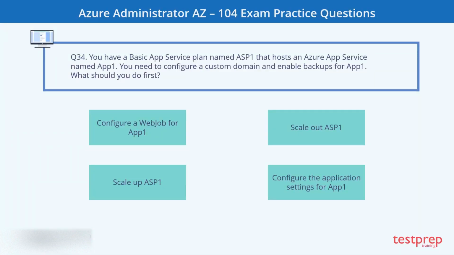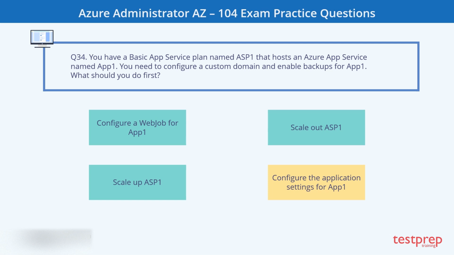Question 34. You have a basic app service plan, named ASP1, that hosts an Azure app service named App1. You need to configure a custom domain and enable backups for App1. What should you do first? Should you start with 1. configuring a web job for App1? Or 2. Scale out ASP1? Or 3. Scale up ASP1? Or 4. Configure the application settings for App1? The correct answer is 4. Configure the application settings for App1.